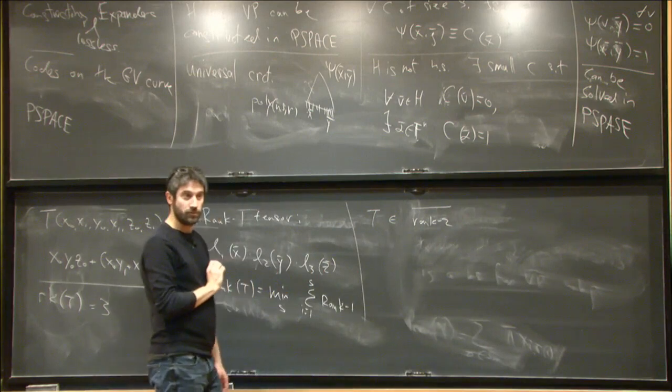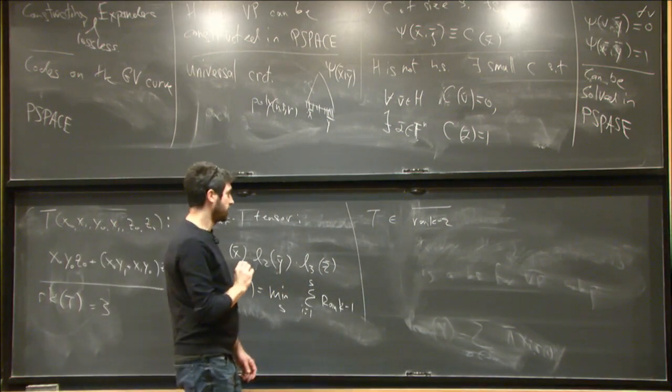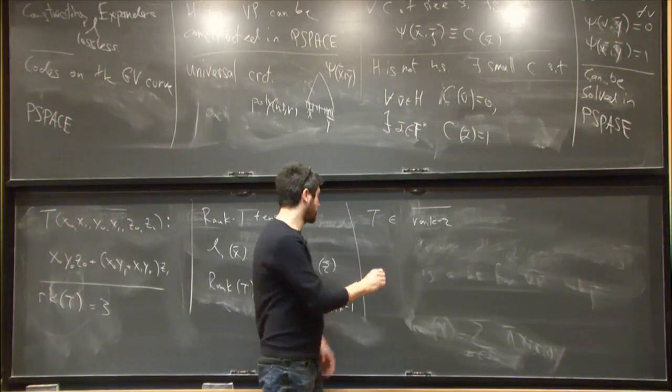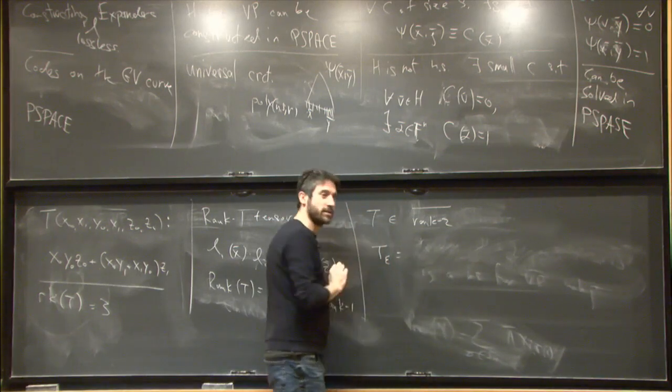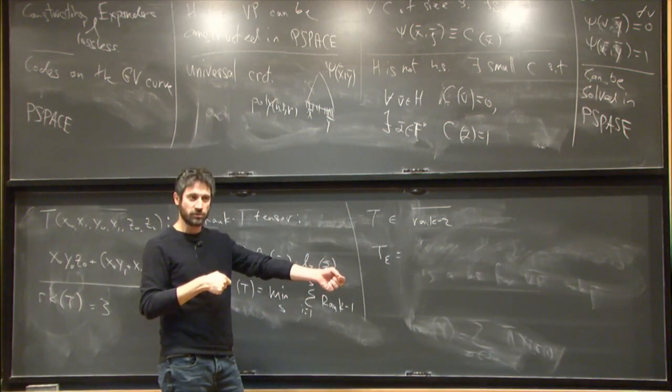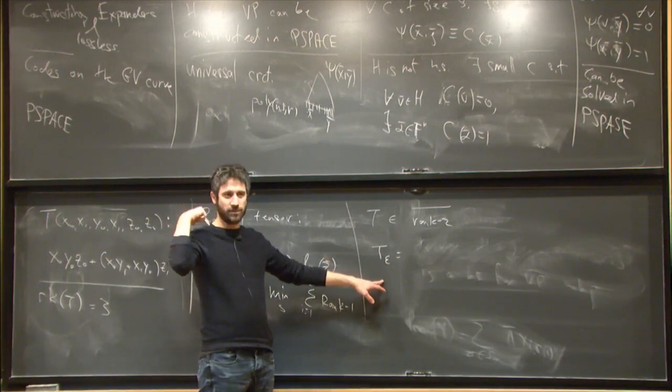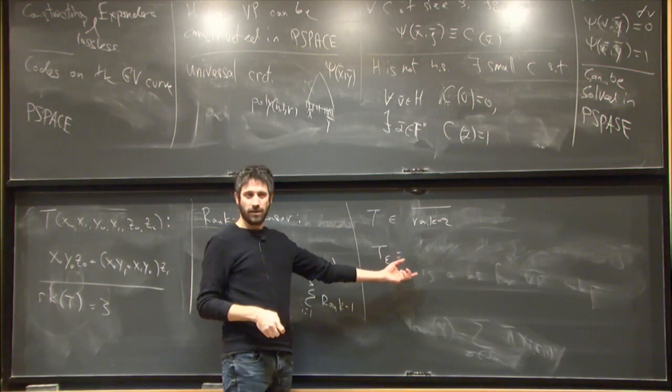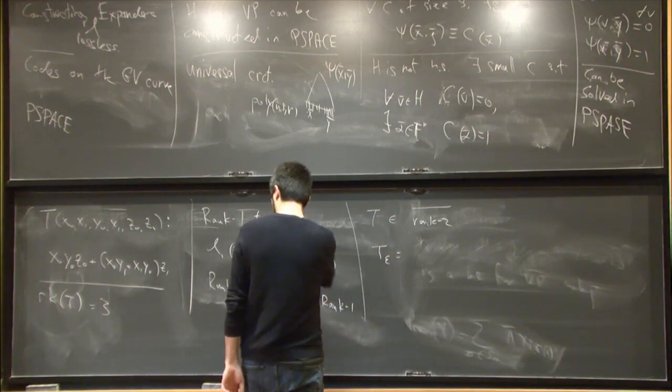Okay, that's what I want to show. So here's the rank 2. Let's have a new parameter epsilon that we will eventually take to 0. So think about epsilon as being the 1 over k, like the k earlier. And what would be T epsilon?